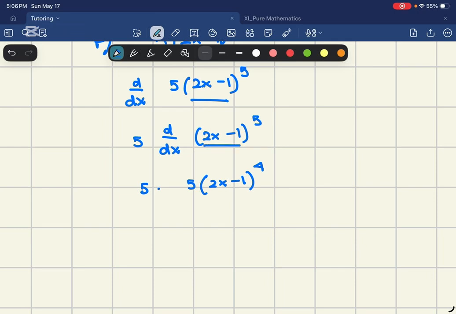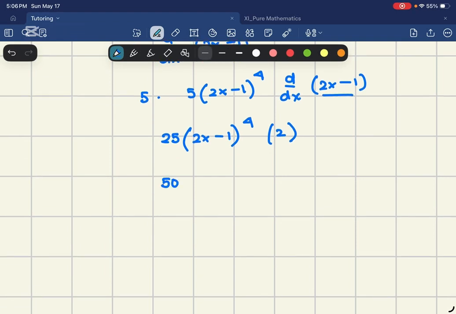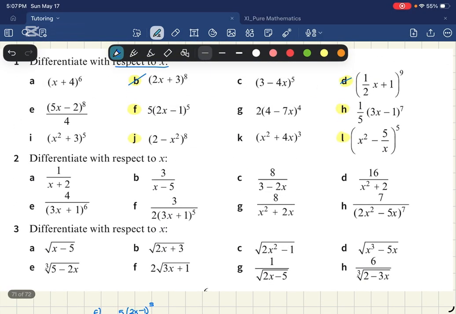But inside is not just x, so you differentiate it again. All right, so you have 5 times 5 is 25, (2x − 1)^4. And then when you differentiate the inside, you get 2 here, right? If you differentiate this, you're going to get 2. You get 50(2x − 1)^4. So you have 50(2x − 1)^4. That is the solution for f.